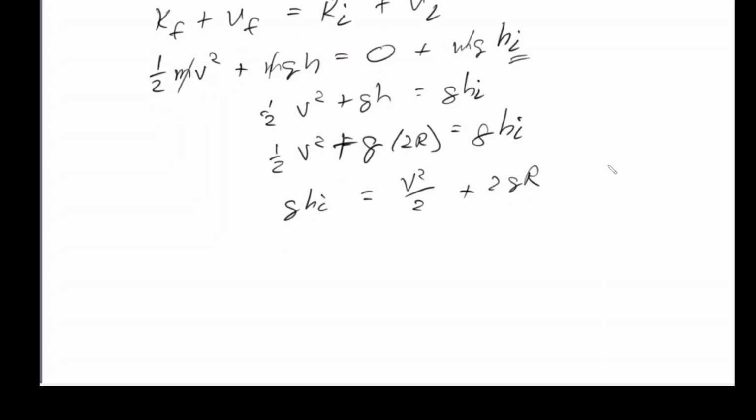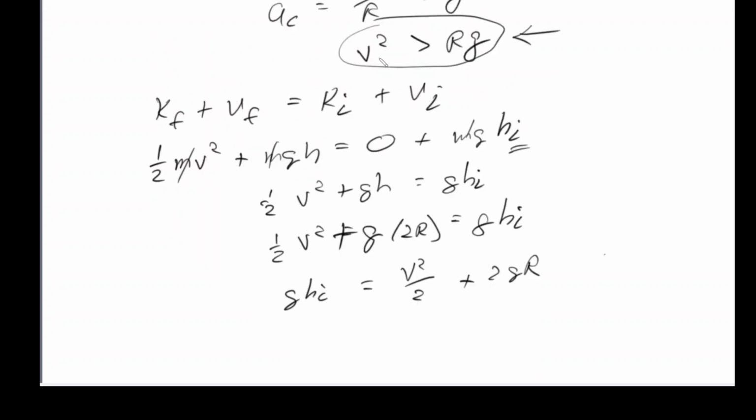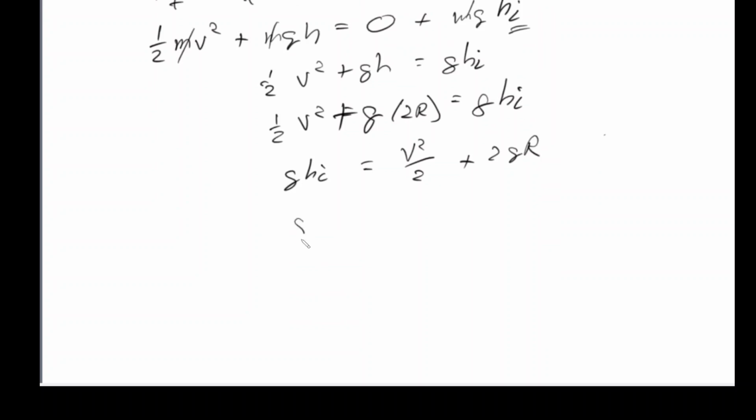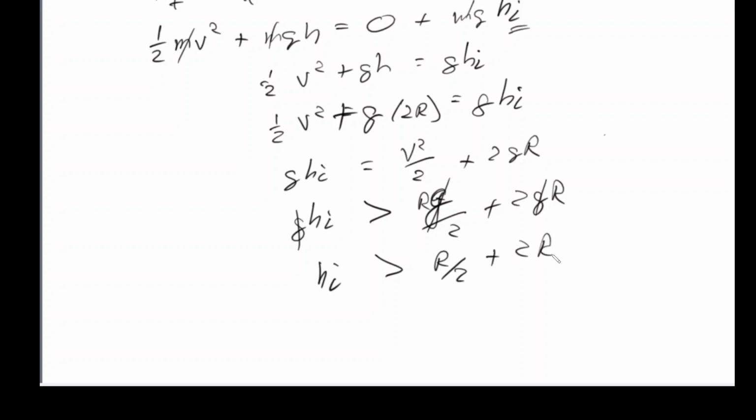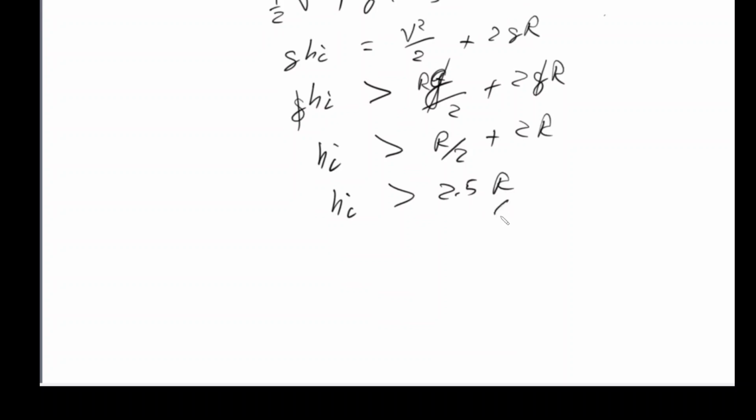Now, we previously found from this that v squared has to be greater than rg. So if we plug that back into this equation, g h_i has to be greater than rg over 2 plus 2gr. We can now get rid of the constants of gravity and get that the initial height has to be greater than r over 2 plus 2r, or the initial height has to be greater than 2.5 r.